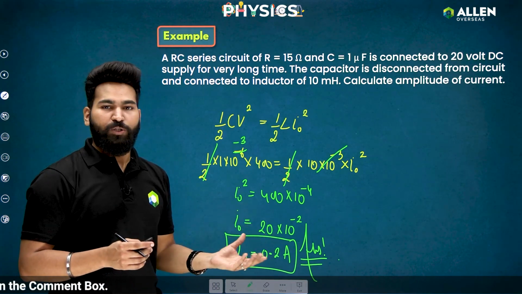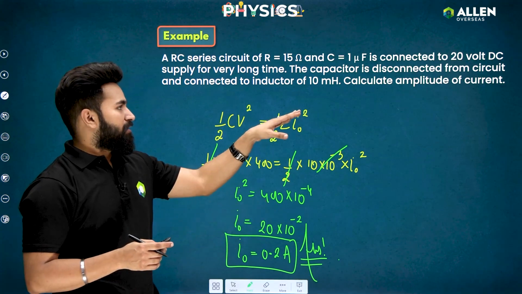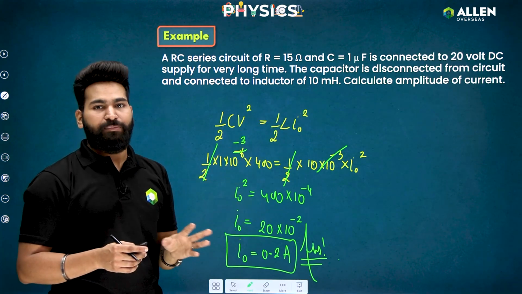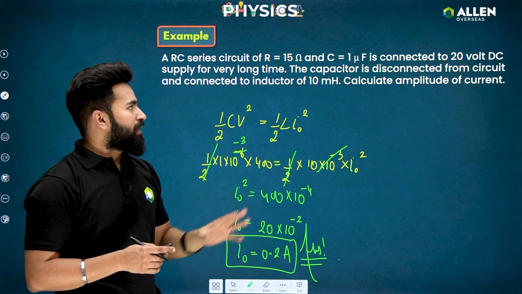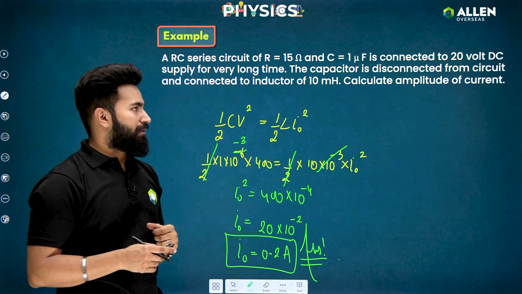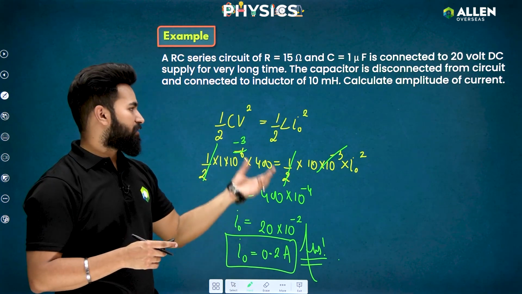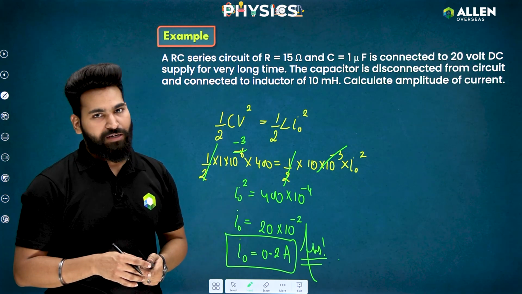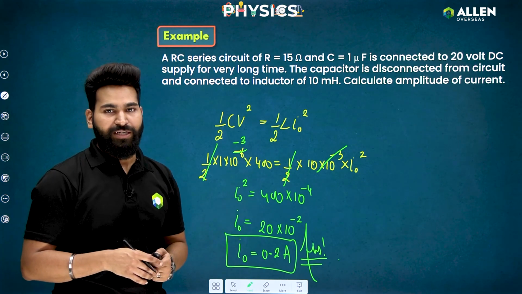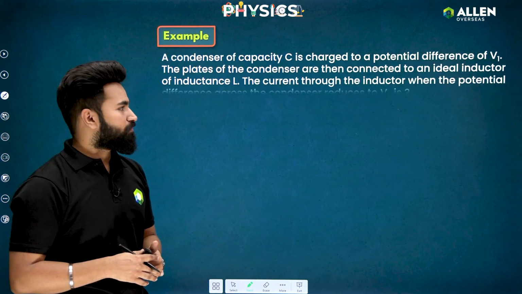So I think this question was very easy, but again very important. It's just once you get the question, it becomes very easy. That's what the thing is, right? So it was asking the maximum value of the current, or I can say the amplitude of the current. So we just simply used the energy conservation and we got the value. I hope you guys got it. Moving on to the next one.